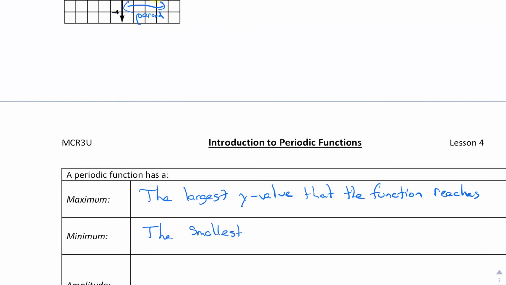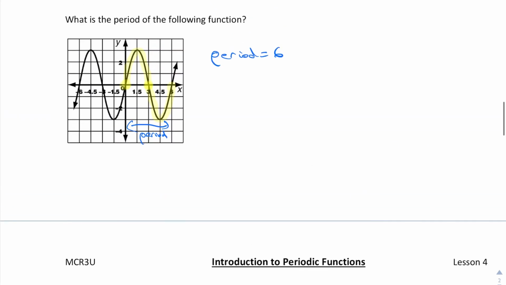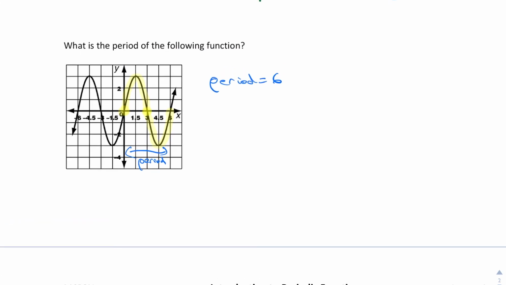And the minimum is the opposite, it's the smallest y value that the function reaches. The amplitude, this I think the physics people will know, the amplitude has to do with the vertical part.